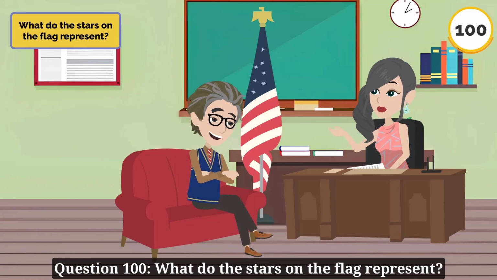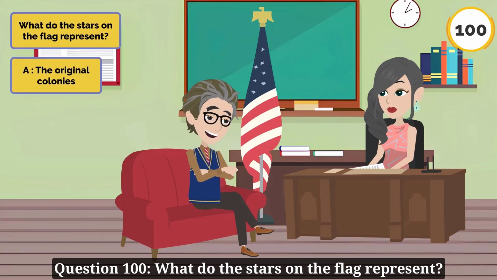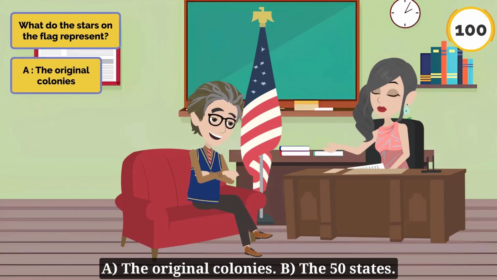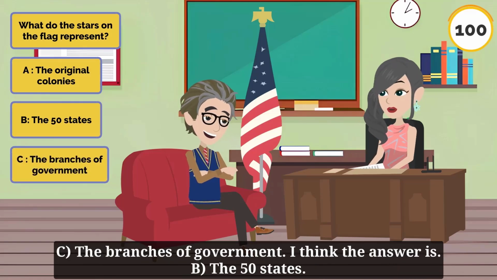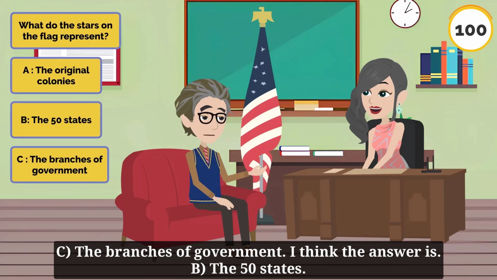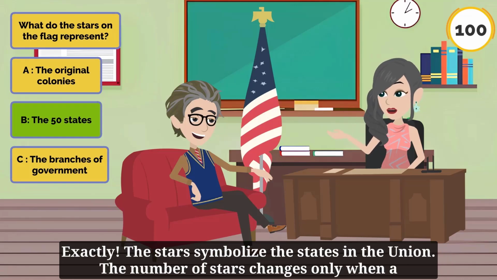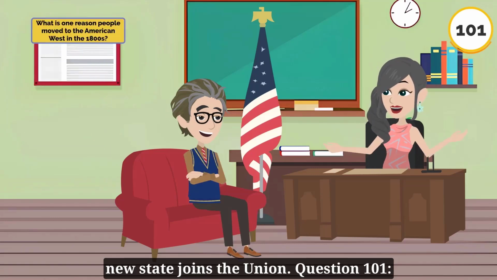Question 100. What do the stars on the flag represent? A. The original colonies, B. The 50 states, C. The branches of government. I think the answer is B. The 50 states. Exactly. The stars symbolize the states in the Union. The number of stars changes only when a new state joins the Union.